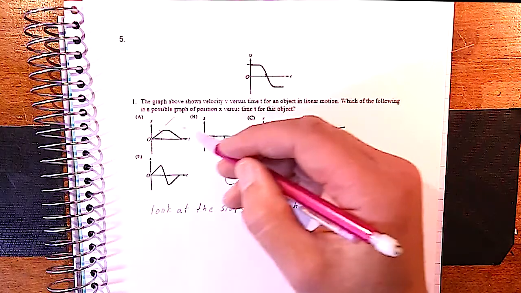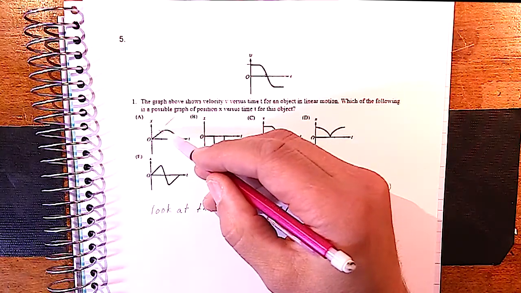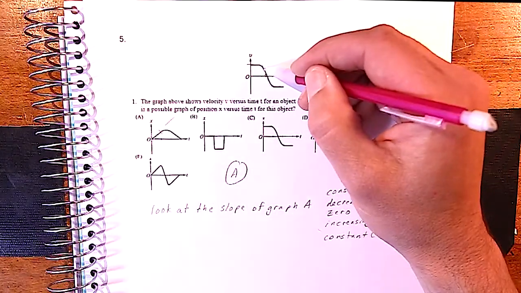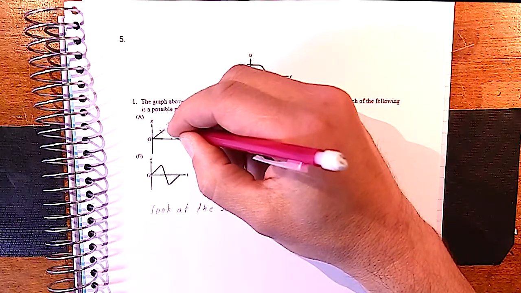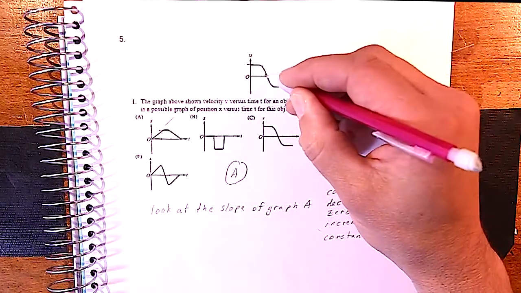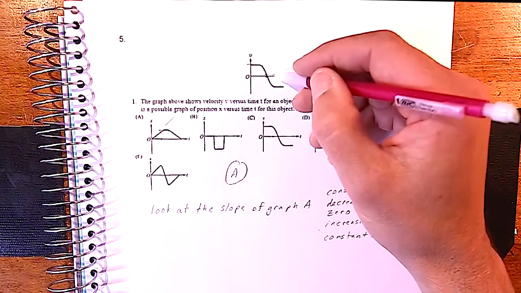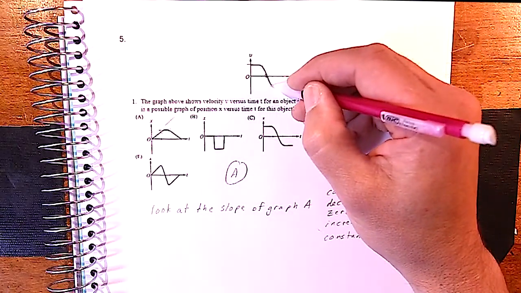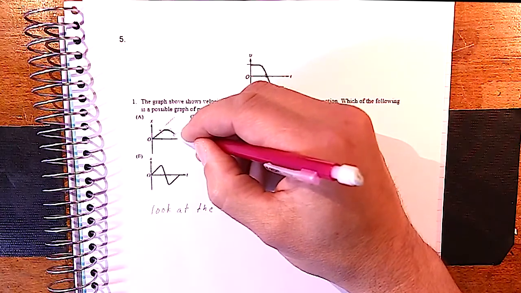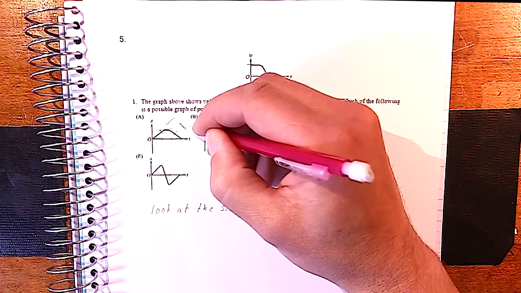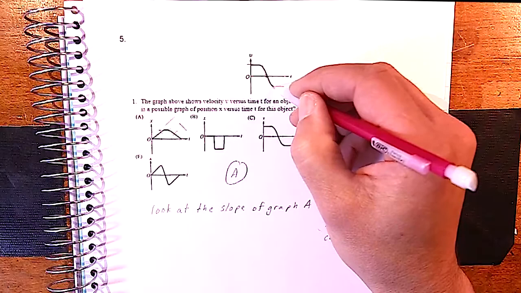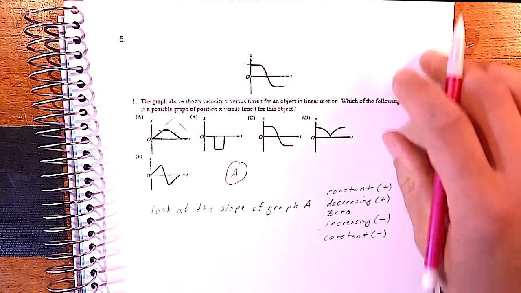That agrees with this. Then the slope starts to decrease, which means the velocity decreases until the slope becomes 0, at which point it stops. Then the slope increases, which means that it's increasing in the negative direction, and then it becomes straight again at the end, but negative, which means the velocity is constant and negative.